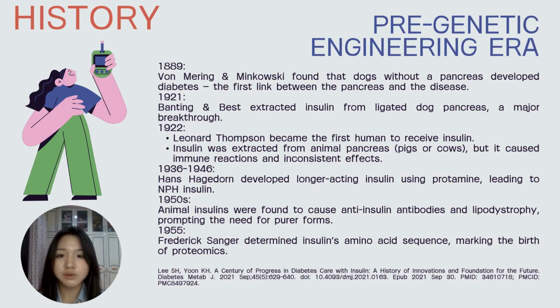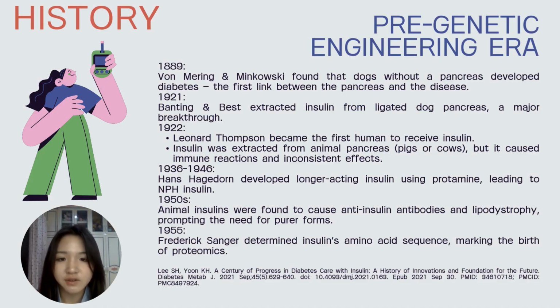Now we are going to discuss the history, the pre-genetic engineering era. In 1889, von Mering and Minkowski found that dogs without pancreas developed diabetes, the first link between pancreas and the disease. In 1921, Banting and Best extracted insulin from the ligated dog pancreas, a major breakthrough. In 1922, Leonard Thompson became the first human to receive insulin, and insulin was extracted from animal pancreas such as pigs or cows, but it caused immune reactions and inconsistent effects.